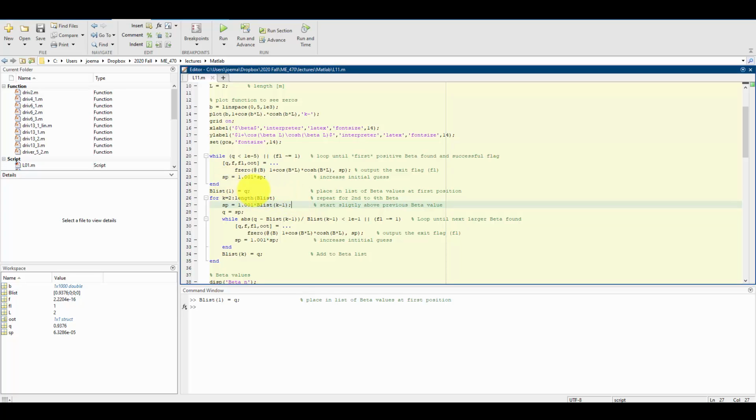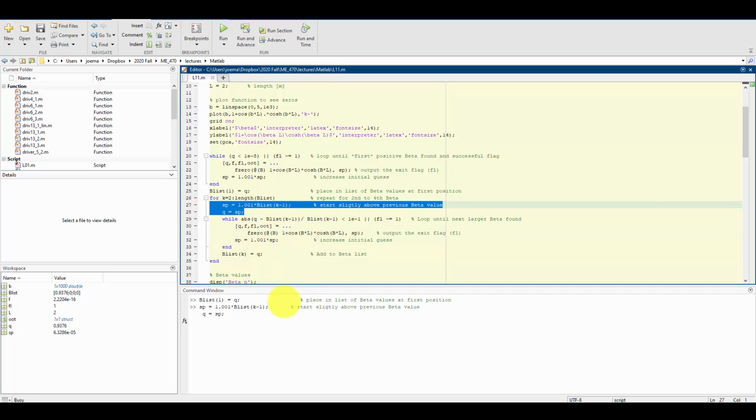So in this next for loop, for example, when k is 2, I am now searching for the second smallest beta value. So what I'm going to do is set my start point to a little bit higher than the next lowest beta value, which when k is 2, is going to refer back to that first beta value. So my starting point is going to be a little bit more than my previous beta value. Now this is going to get trickier because with this f0, I want to make sure I am not finding duplicate beta values.